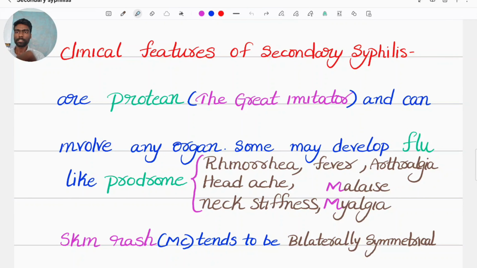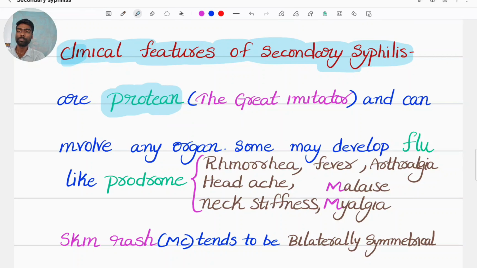Clinical features of secondary syphilis are protean. The word protean means showing high variations or high diversity. This word came from a Greek mythological god's name, Proteus, who can change his shape according to his will. Here, secondary syphilis is the great imitator of almost all diseases and can involve any organ.